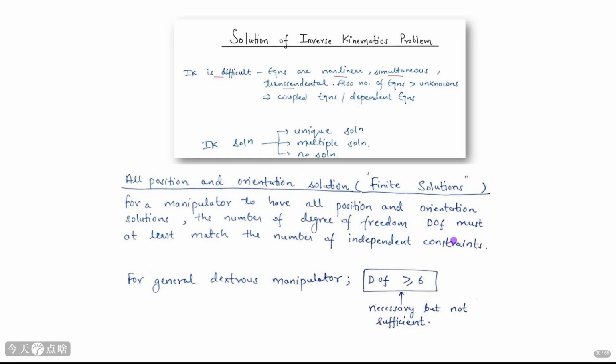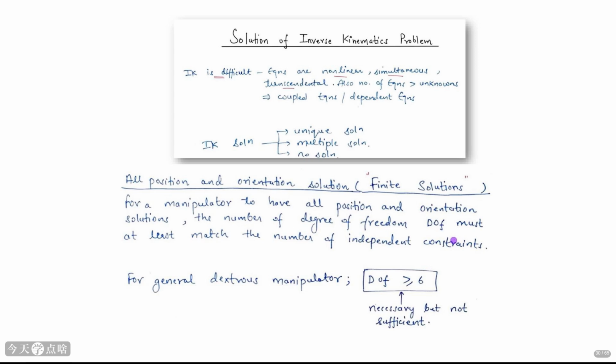Why is solving inverse kinematics so difficult? Several reasons. First, the equations are often highly nonlinear. Think about the trigonometric functions involved in the forward kinematics. Second, they are simultaneous equations, meaning the joint variables are all intertwined. Third, they are transcendental equations, which means they can't always be solved algebraically. Furthermore, the number of equations might be greater than the number of unknowns, leading to coupled or dependent equations.